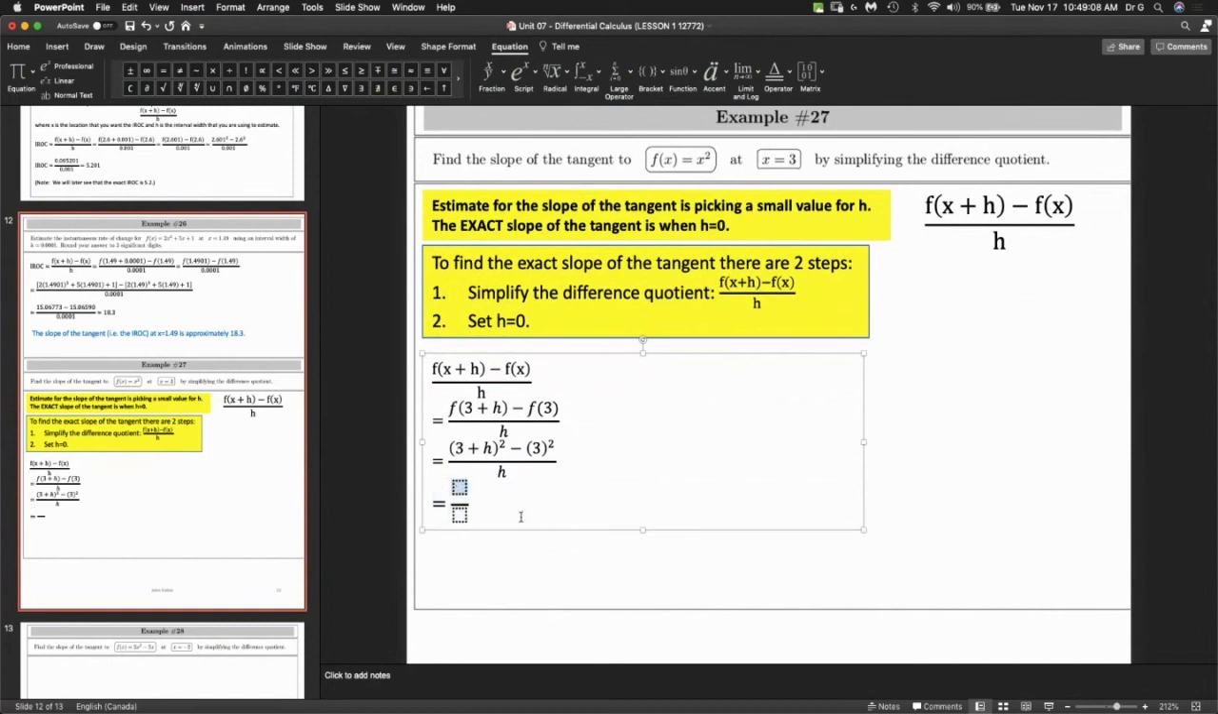So on the top here we get 3 plus h, and then 3 plus h, and on the bottom we get h. And then here we can distribute on the top, that's FOIL. So 3 times 3 is 9, 3 times h is 3h, h times 3 is 3h, and h times h is h squared, minus 9 over h.